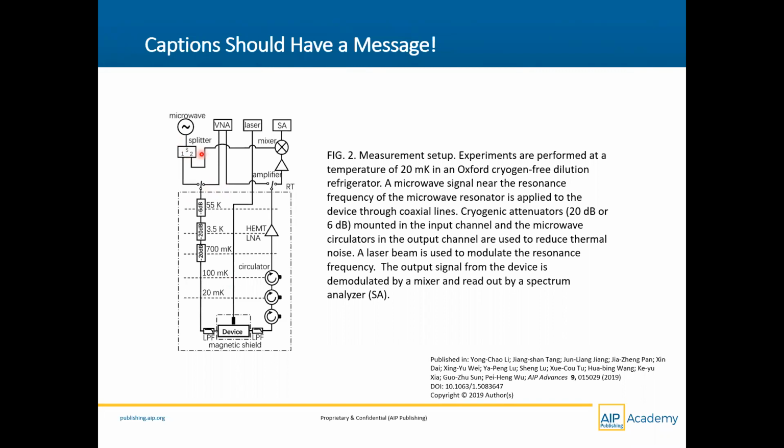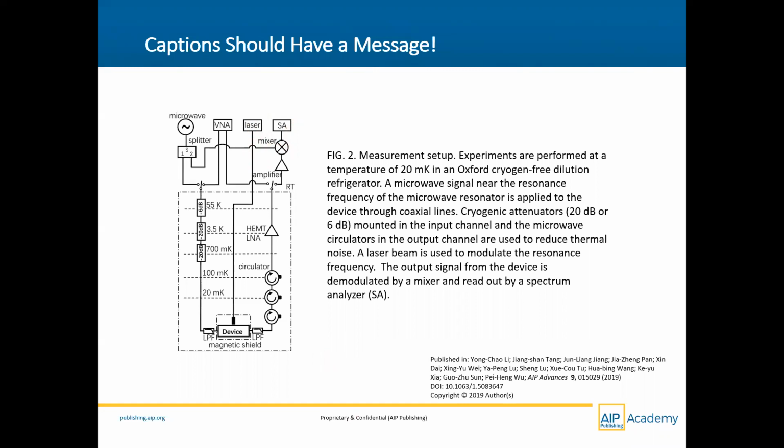The cryogenic attenuator is mounted to the input channel, and the microwave circulators in the output channel are used to reduce the thermal noise. We then also know that a laser beam is used to modulate the resonance frequency, and an output signal from the device is demodulated by a mixer and read by a spectrum analyzer. This is a lot more informative and can stand alone to help readers understand what the message your figure is trying to convey.